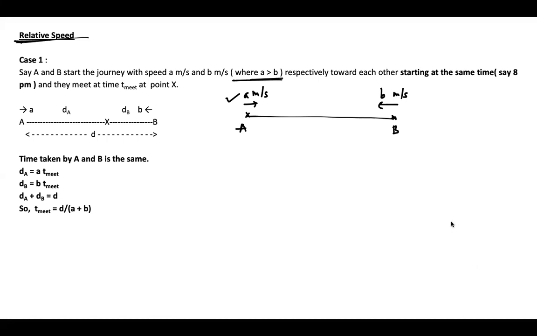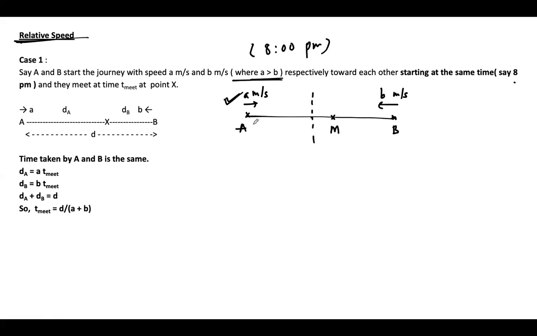Sean, yes sir. If the speed of A is greater than B and they start traveling at the same time, let's say 8 p.m., when they meet, will they be meeting at the midpoint, Sean? No, if they're going at different speeds, they won't. Where will they meet, to the left or to the right? If A is going at a greater speed, then they meet to the right. Right. So this is the meeting point.